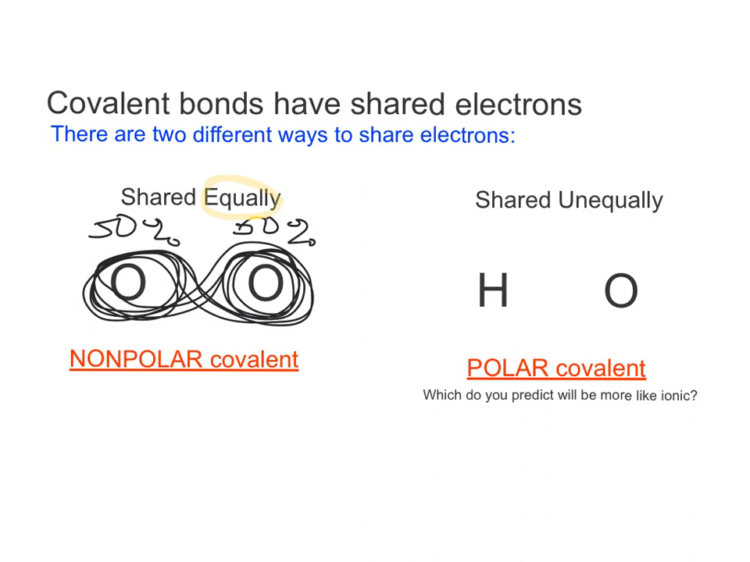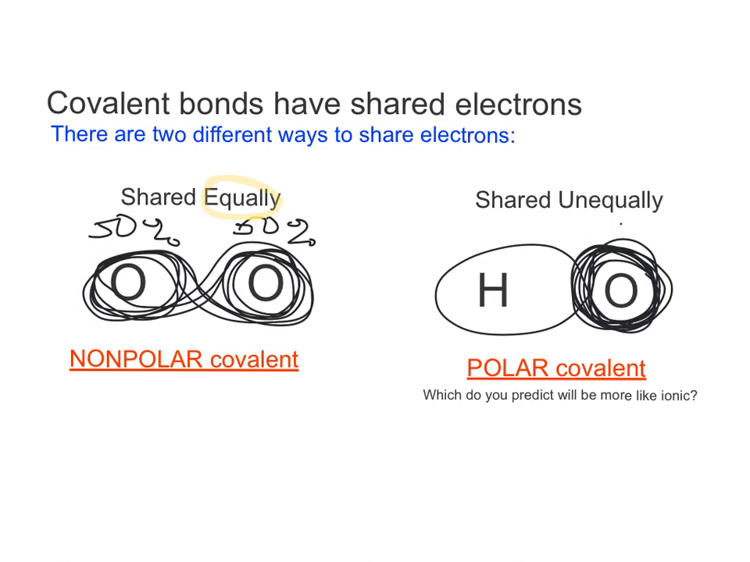The opposite of that would be if they were shared unequally. So now we have a hydrogen and oxygen. If you look at where they are on the periodic table, you can see that they have very different electronegativities. Oxygen is much more electronegative. So that electron is going to be found orbiting around the oxygen way more frequently than it's found around the hydrogen. So this is very uneven sharing.